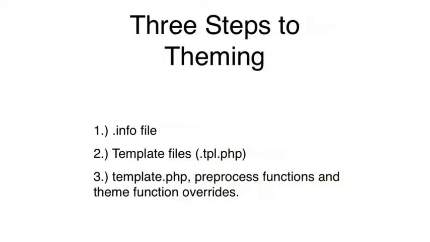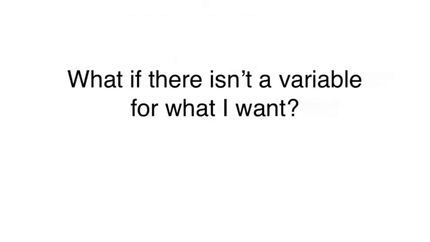But in this series, we're actually going to talk about template.php. This is the file where all of your functions live, and we are going to discuss pre-process functions and overriding theming functions. So what if there isn't a variable for what you want to do in your page TPL or in your node TPL? You've already done a dump of all possible variables and it's just not there. You've got something else unique and custom.